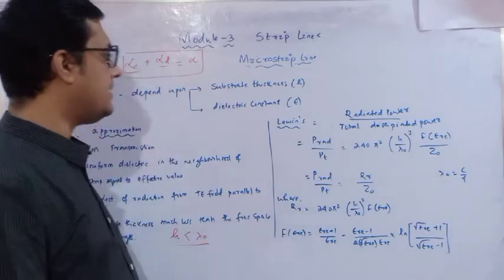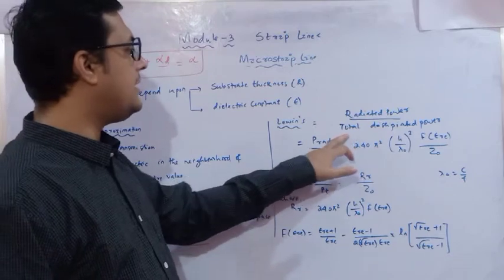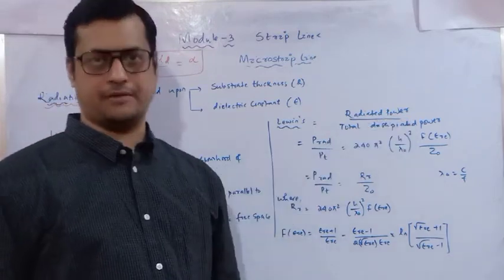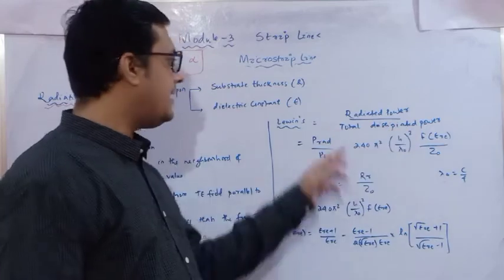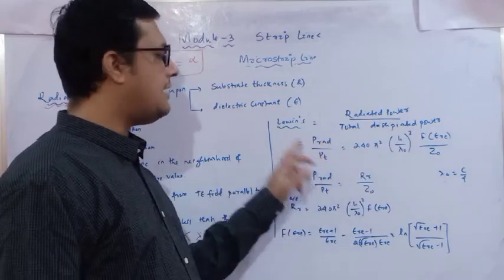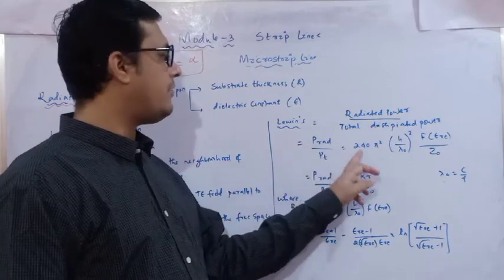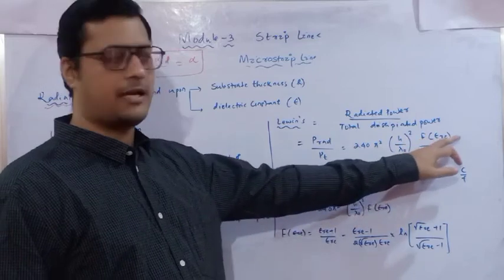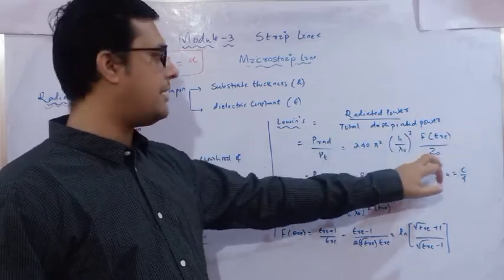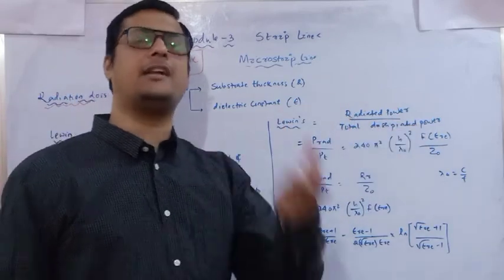How? Let's see. Lewin has stated the radiated power divided by the total dissipated power. He has given it as P_rad divided by P_dissipated, which equals 240 pi squared times (h by lambda naught) whole squared times F of epsilon_re, divided by Z naught. This is a function which depends upon the relative permittivity.